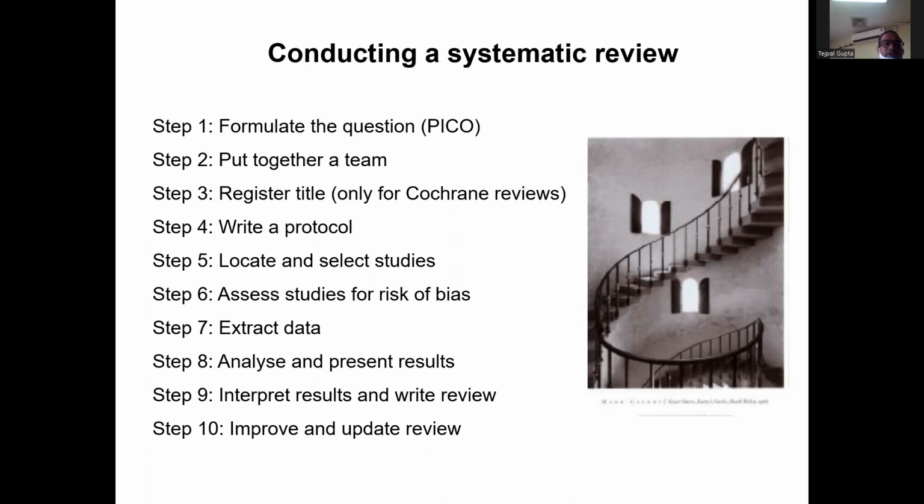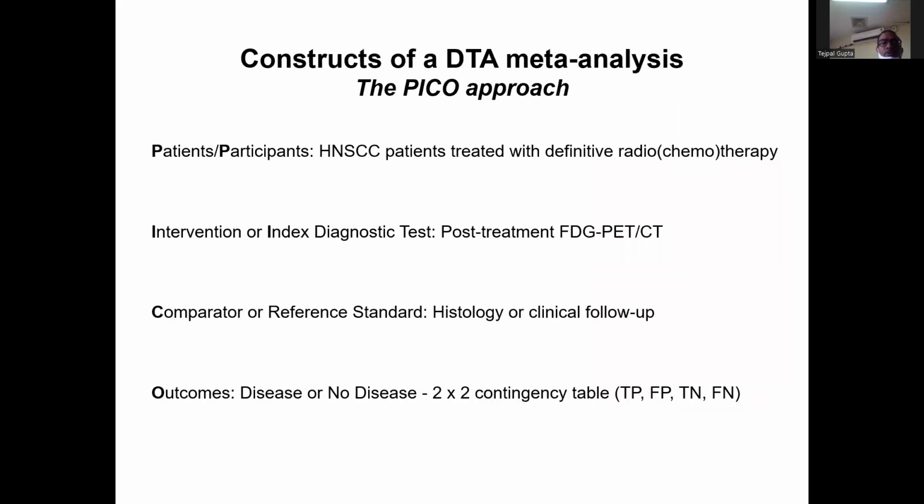And for Cochrane, again, it is required to periodically update the review. So how did we go about doing the DTA meta-analysis? DTA stands for Diagnostic Test Accuracy. As I said, you need to use the PICO approach. PICO stands for patients or participants, intervention, in this case the index diagnostic test, comparator, which is the reference standard that you would use, and outcomes, which is like disease or known disease for the diagnostic test accuracy methods.